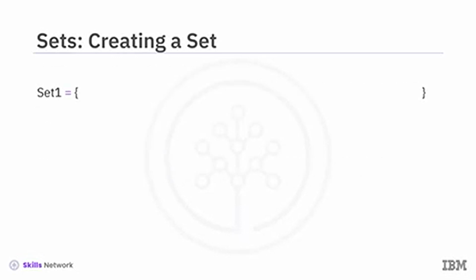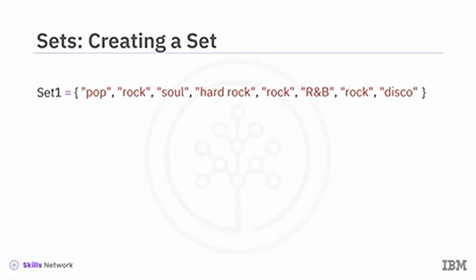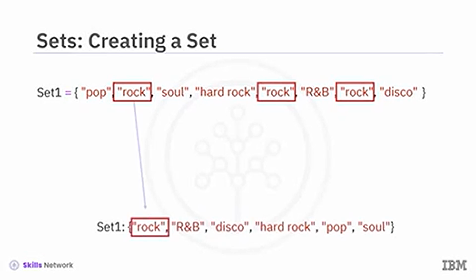To define a set, you use curly brackets. You place the elements of a set within the curly brackets. You notice there are duplicate items. When the actual set is created, duplicate items will not be present.